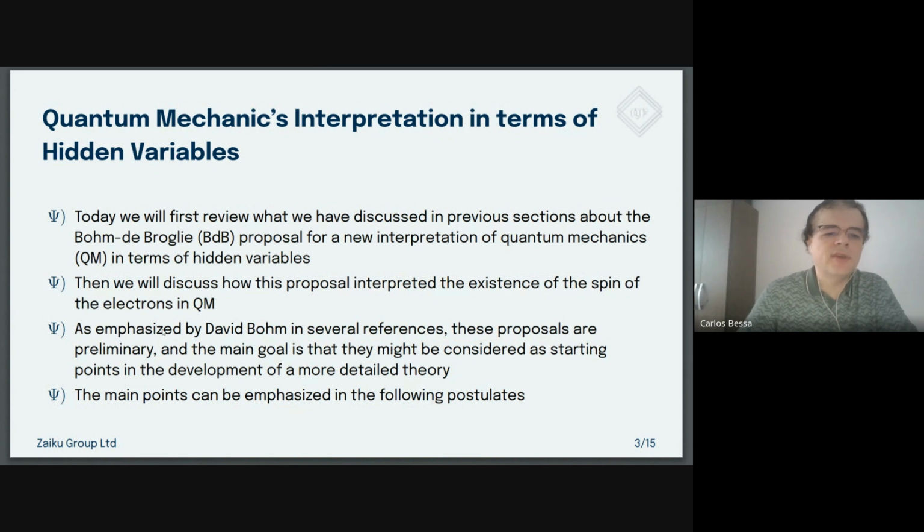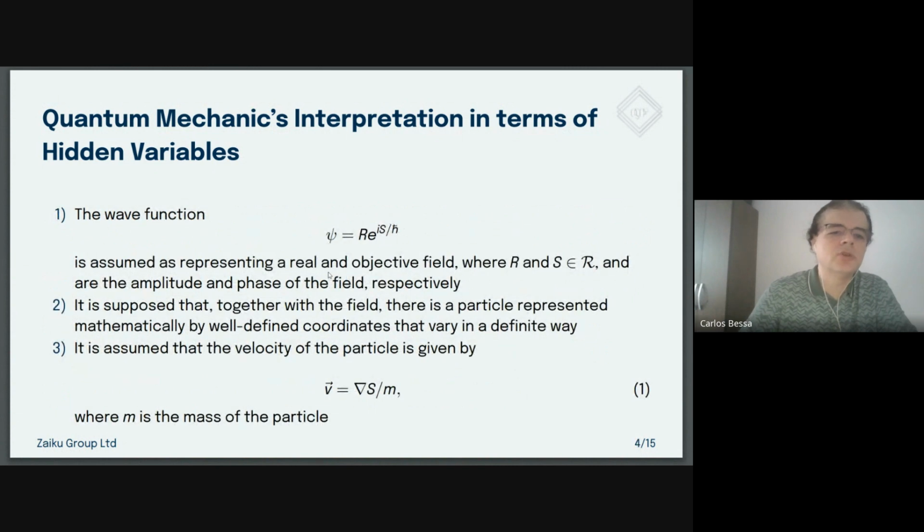So as emphasized by David Bohm in several references, these proposals are preliminary, and the main goal is that they might be considered as a starting point in the development of a more detailed theory. So the main points can be emphasized in the following postulates. This is the summary of the things that we saw until here about Bohm-de Broglie.